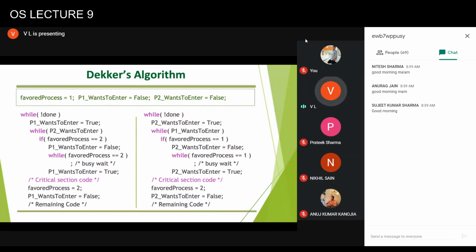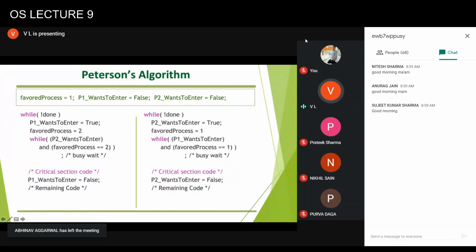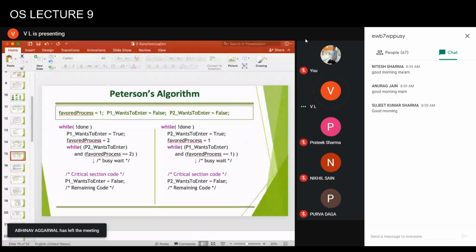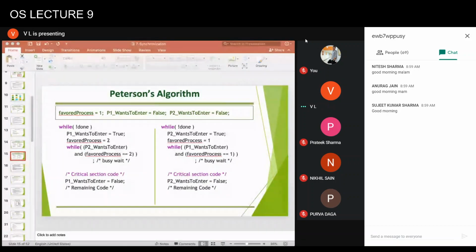Can anyone tell me why Dekker's algorithm will not work for multiple processes? Anyone? Can you tell me why Dekker's algorithm will not work for multiple processes? Can anyone tell me? So, okay, you can use many variables storing the condition.